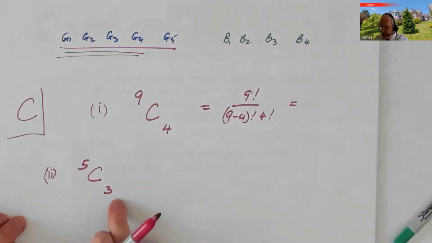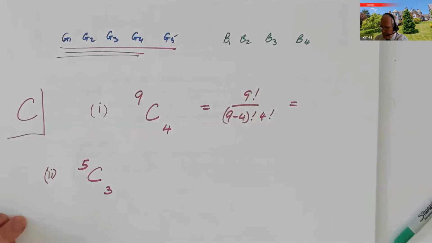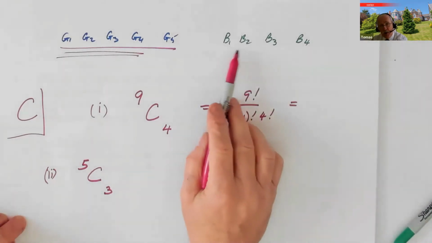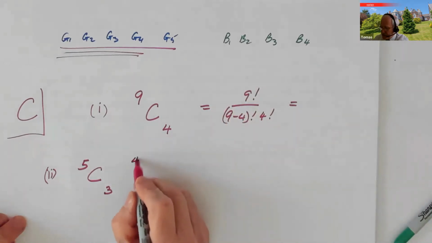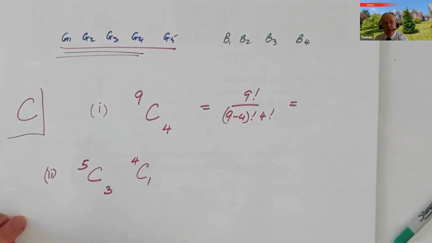Now, if I have 3 girls on the committee, I still can pick a boy. How many ways can I pick a boy? Well, 4 ways. I could pick boy 1, boy 2, boy 3, boy 4. Or I could say there are 4 boys to pick. I want 1, and it's combinations. I don't care the order. And 4C1 happens to be 4 as well.